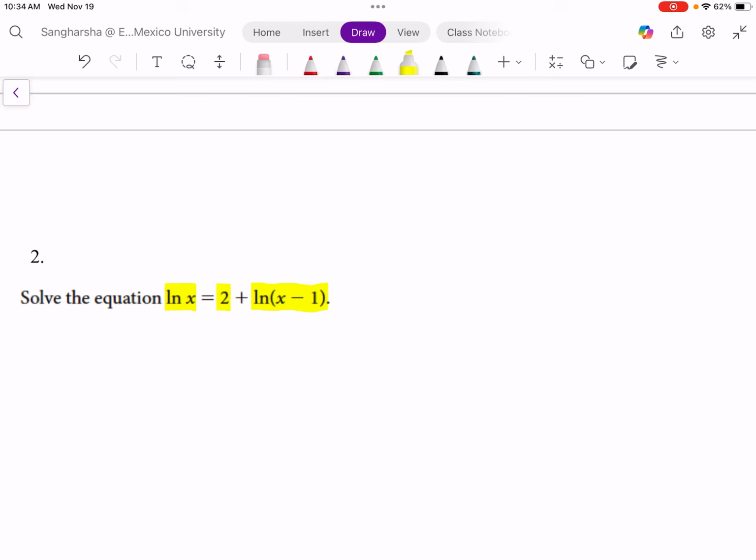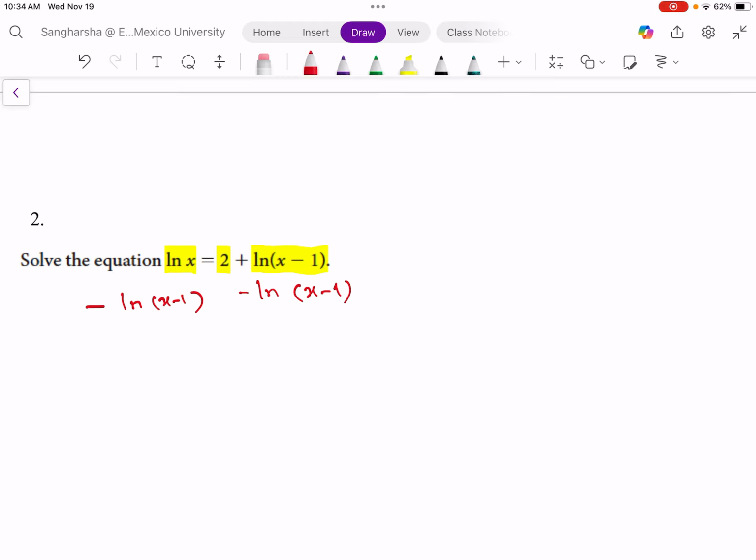So we have ln of x minus 1 on the right side. Let's get rid of that from the right side by subtracting ln of x minus 1 on both sides. We are collecting every log expression on one side. So here we have ln of x minus ln of x minus 1 equals 2, as it is.